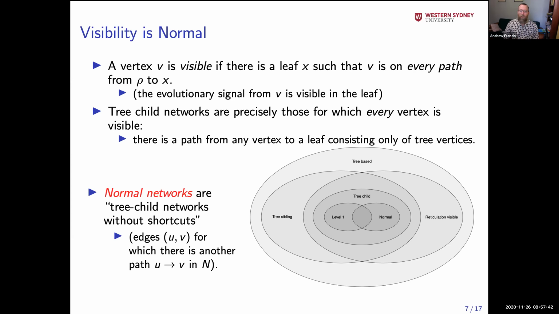So normal networks are almost tree child networks. I mean, they are tree child networks, but they're almost all the tree child networks, if you like. They're tree child networks without shortcuts. A shortcut is an edge between two vertices for which there is another path between the two vertices. So that edge there, the UV, would be a shortcut for that other path. If you take your tree child networks and eliminate all those that have shortcuts, you've got yourself the normal networks.